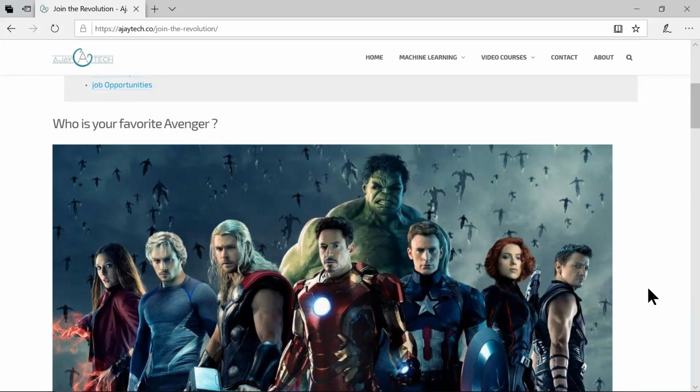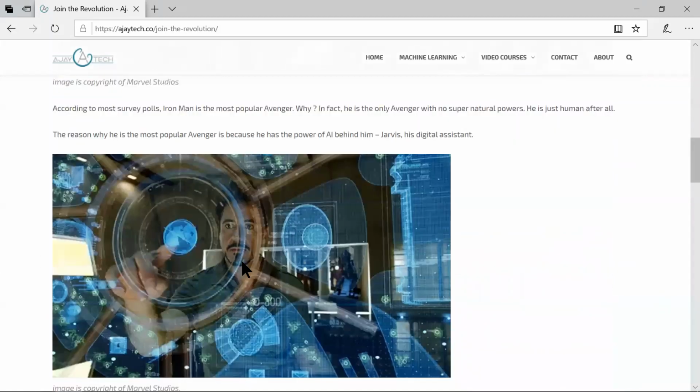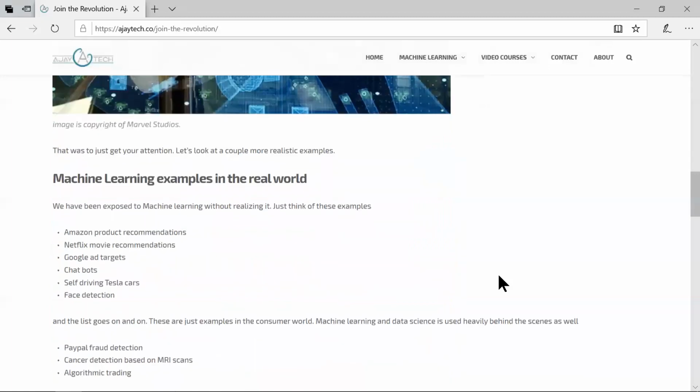What is that? It's Jarvis, right? If you have seen the movies, you know that what powers Iron Man, other than his suit, of course, is Jarvis, his digital assistant, right? Without Jarvis, there's no Iron Man, isn't it? That's the reason why he's so popular, because he has AI behind it. Jarvis is essentially an AI assistant, artificial intelligence assistant, right? Now, that was on a lighter note, but let's look at some real examples.